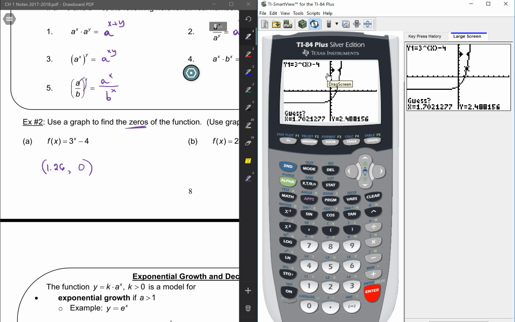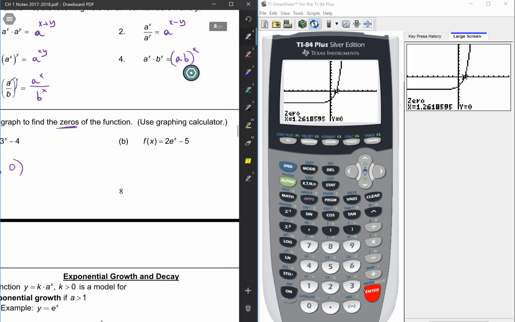Okay? Now it asks, do you want me to guess? And you press enter. Sure, knock yourself out. There it is. Regardless of how many times you go to each side, it doesn't matter. You'll still get the same answer.